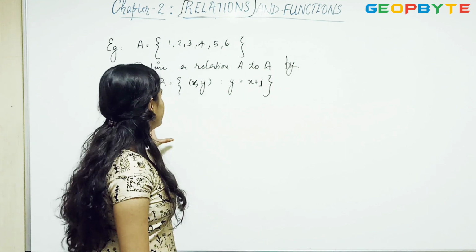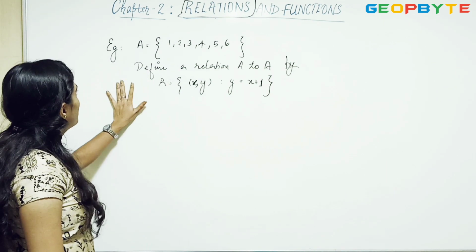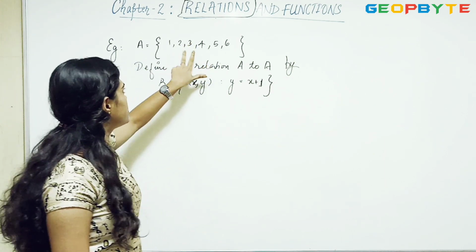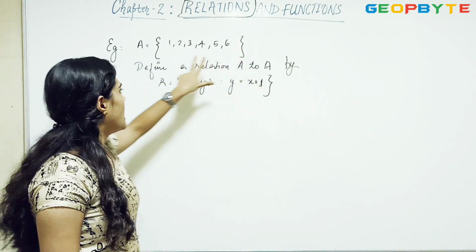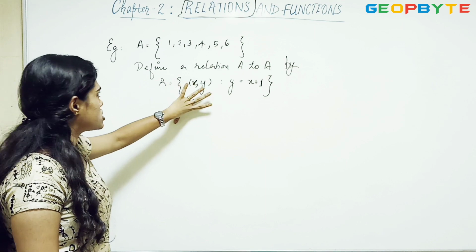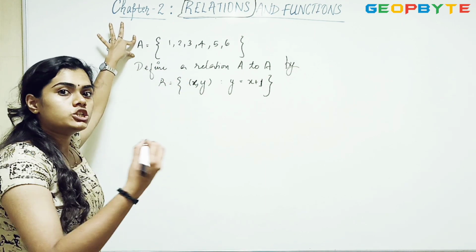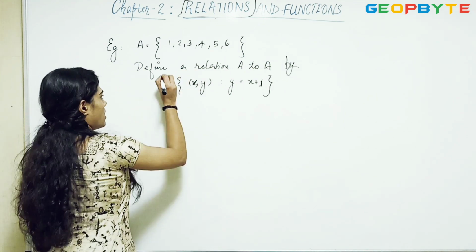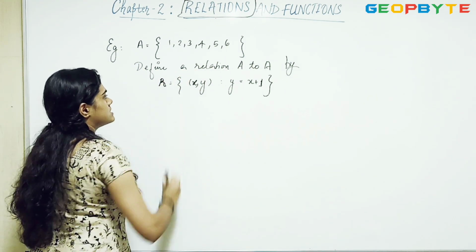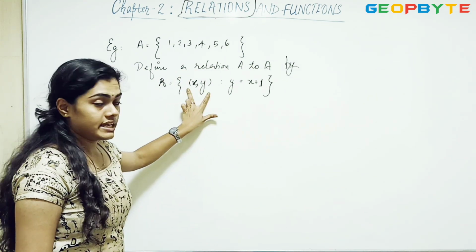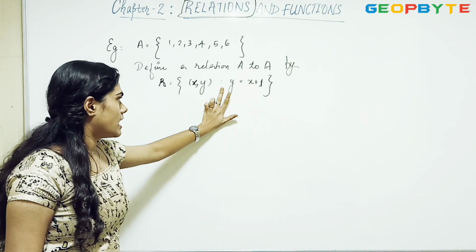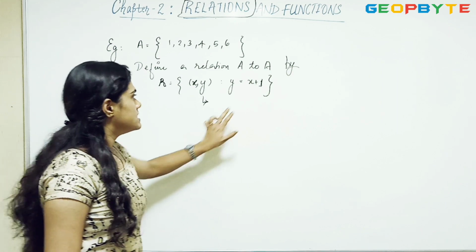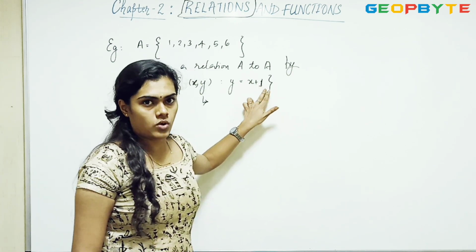Now we'll give an example. My set A has 6 elements, that is 1, 2, 3, 4, 5, 6, and I have to define a relation from set A to set A in such a way that my relation R is equal to the ordered pairs (x, y) such that the element y of the second set is equal to x plus 1.